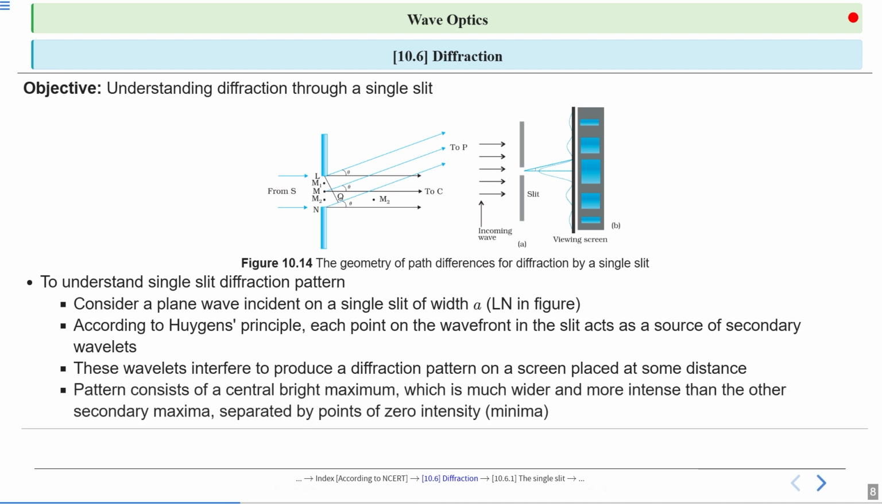The pattern consists of a central bright maximum, which is much wider and more intense, as represented in the diagram on the right side. The central bright maximum is much wider and more intense than the other secondary maxima, separated by points of zero intensity. So these bright maxima are separated by the minima, meaning dark fringes.